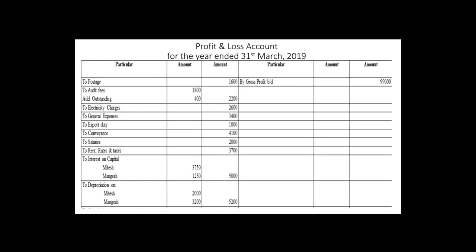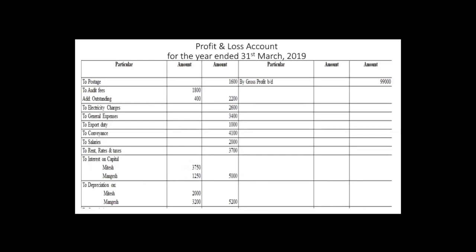Okay, so if you will see over here, two interest on capital, the name is given Mitesh and Mangesh, 3,750 on Mitesh, 1,250 on Mangesh, and the total is mentioned in the second column of the amount. Okay, so I hope these two effects are clear to you. First effect we have seen, you have to find out the interest on capital on the capital of the partners, and the second effect you have to record on the profit and loss account's debit side.